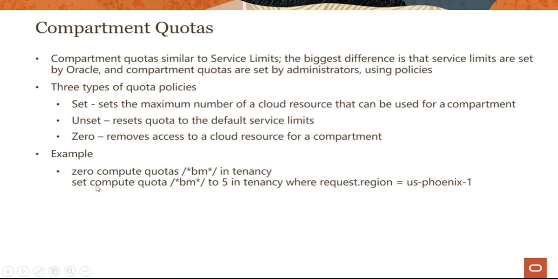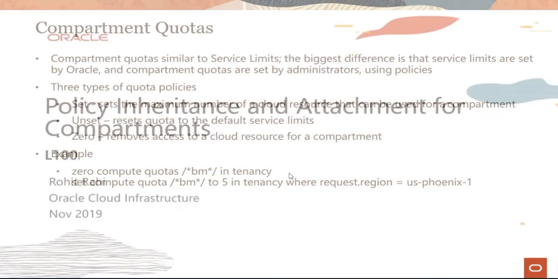But then you are overriding this for the Phoenix region by setting a compute quota to 5 for bare metal instances, where request.region, and we looked into this in the advanced IAM policy. If you want to make policies more conditional, you could have request and target. So you could say request.region, and the region is US Phoenix 1, and this way only users in US Phoenix 1 can use bare metal instances. Users in other regions will have no access to bare metal instances.